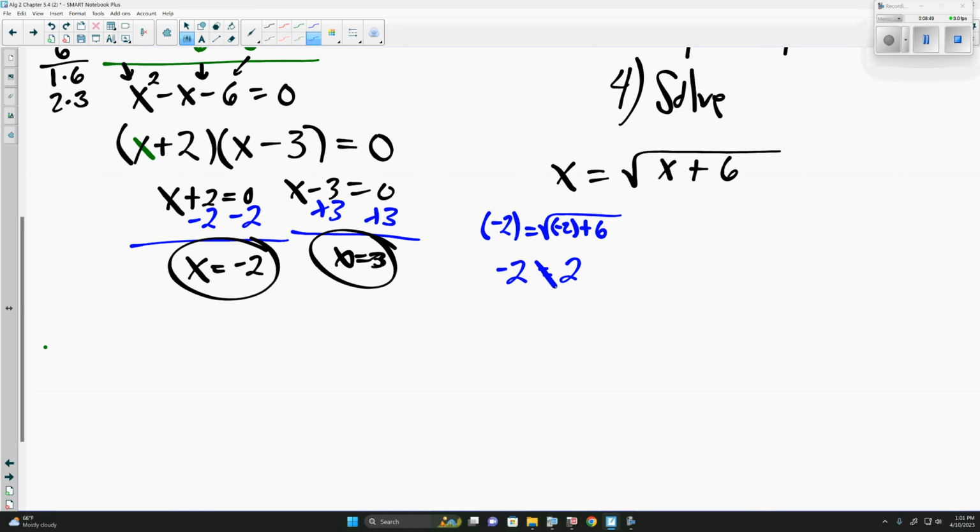So we can say x is not equal to negative 2. Negative 2 is an extraneous solution. It's a solution that we get from our steps in solving the problem, but does not work in the original problem.